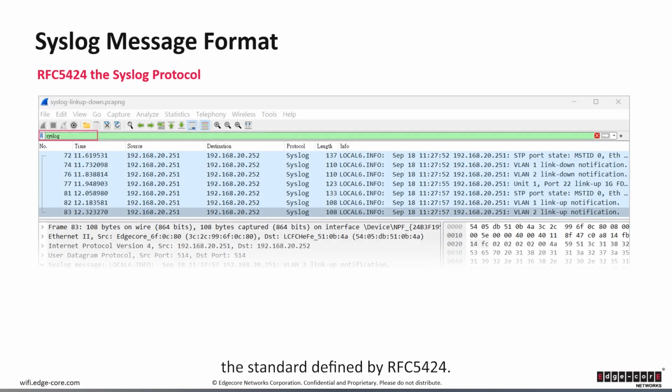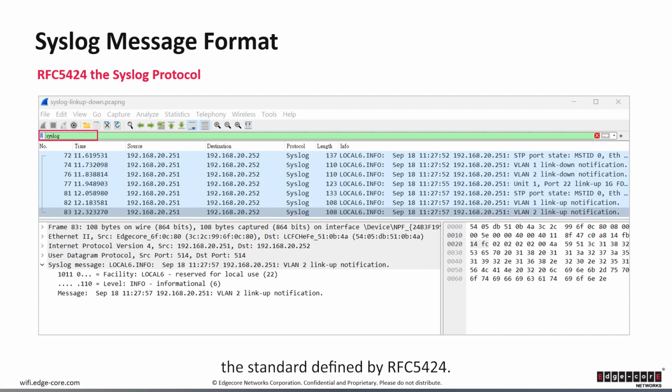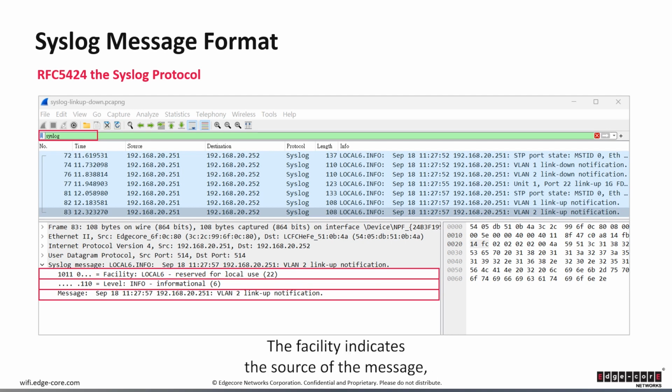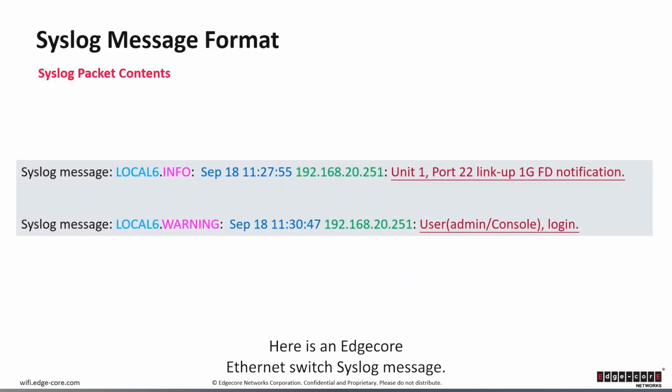Syslog messages follow the standard defined by RFC 5424. They have a common structure that consists of 3 main parts: facility, severity, and message text. The facility indicates the source of the message, the severity indicates the level of importance of the message, and the message text contains the actual content of the message. Here is an Edgecore Ethernet switch Syslog message.